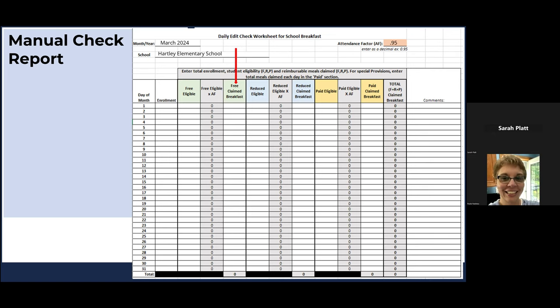You would enter the number of claimed breakfasts for that day. And you would repeat the process in the reduced category and the paid category as well. And at the end of the month, it would total meal counts by free, reduced, and paid. And those are the counts that should match or should be entered on your claim for reimbursement.